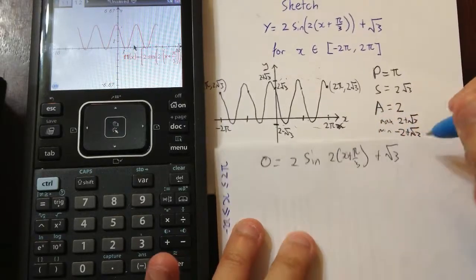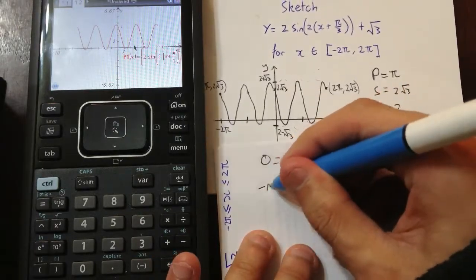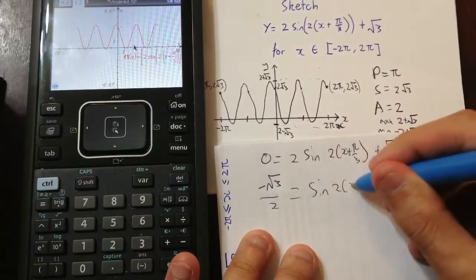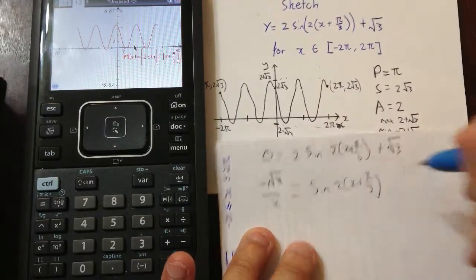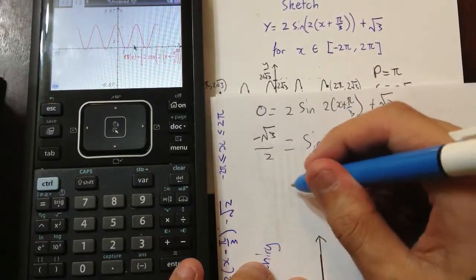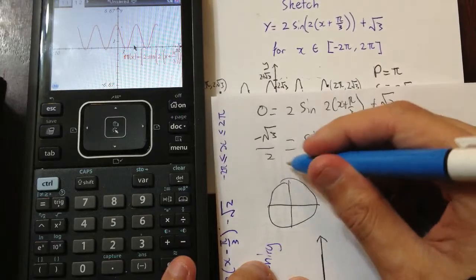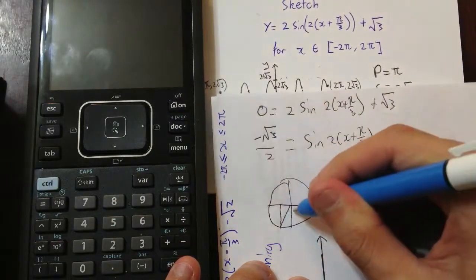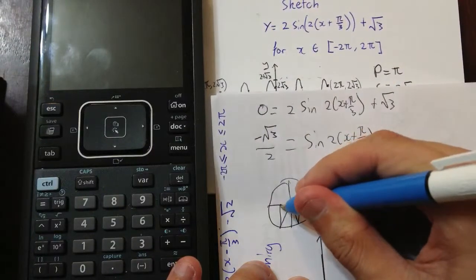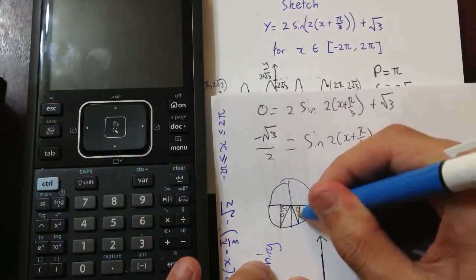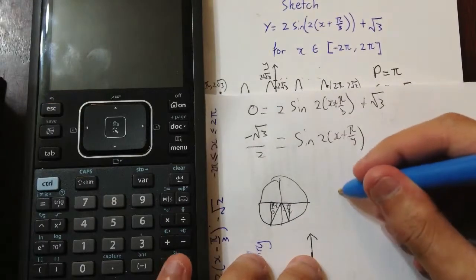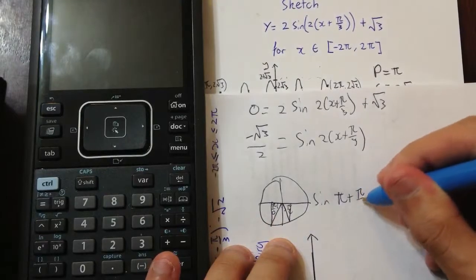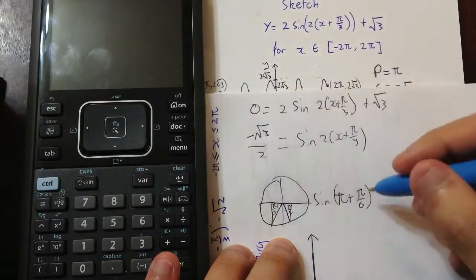root 3. So now we take the root 3 over, becomes negative root 3. We take the 2 over, and we know that equals sine(2x plus pi on 3). Okay, so let's go use our unit circle. And we know that minus root 3 over 2, remember sine is the height, is going to be down here and over here. This is going to be pi on 6. Another way to remember it is, you know in your cheat sheet that sine of pi plus pi on 6 is negative. So we want a negative version.